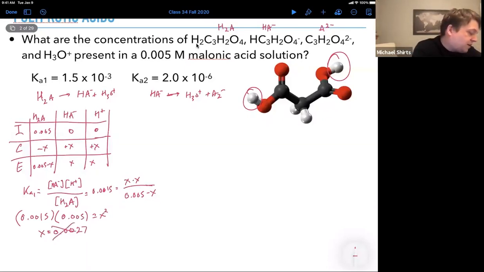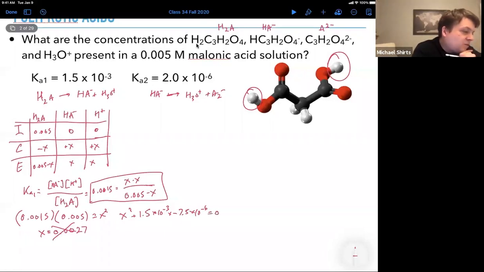Going with the quadratic equation, this is what we're turning into a quadratic equation. Once you multiply both sides by the denominator on the right side, you get x squared plus 1.5 times 10 to the minus 3 x minus 7.5 times 10 to the minus 6 equals 0. That's the quadratic equation. You plug it in, you get x equals minus 0.00359 and plus 0.00209. So clearly that's the right one.